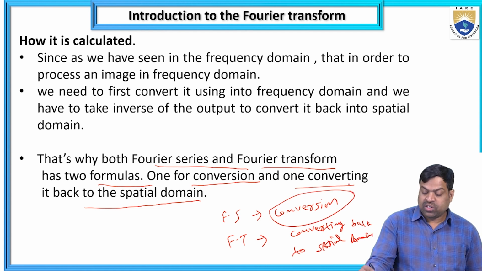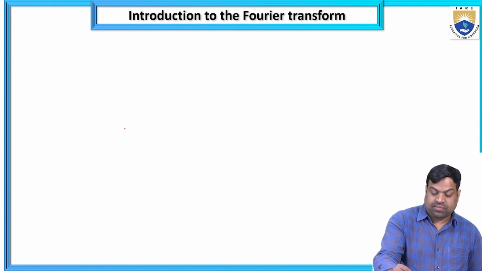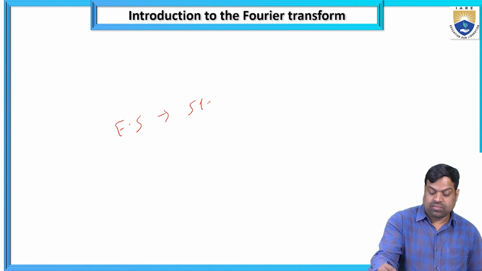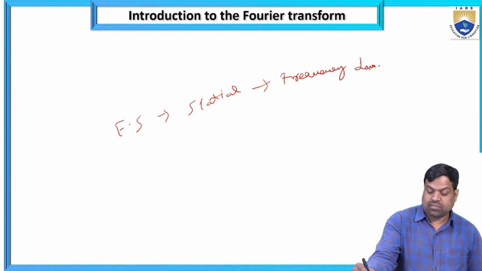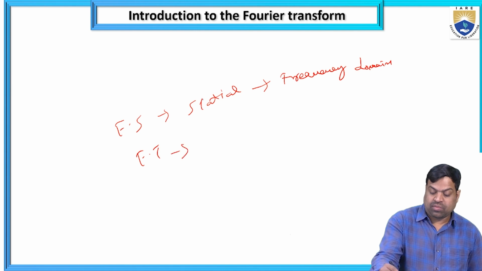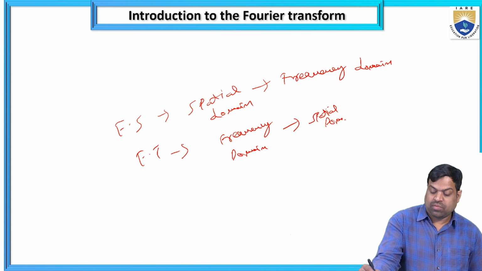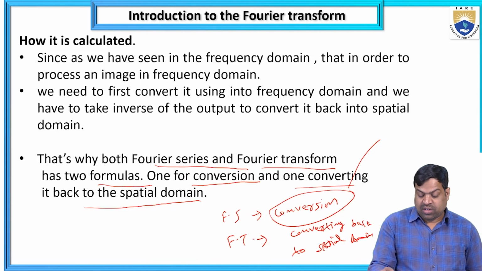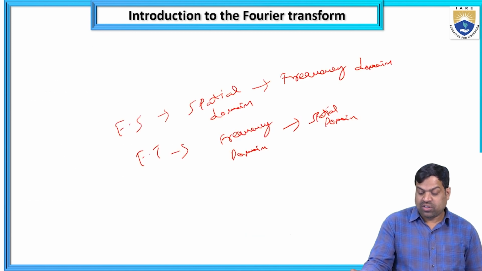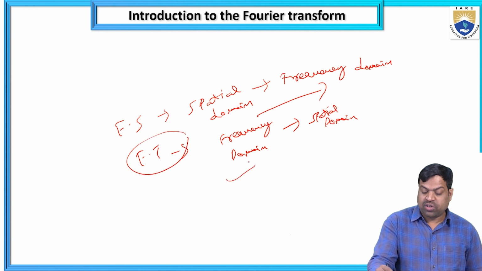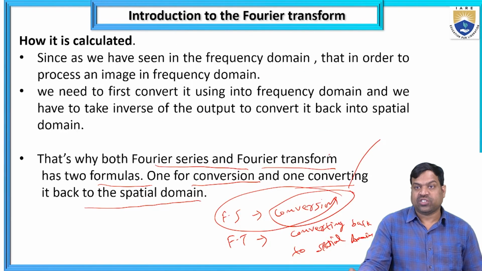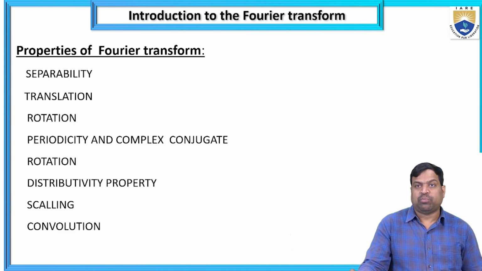So conversion of spatial into the frequency domain. Here the Fourier series is the conversion of spatial to the frequency domain. Here the Fourier transform is for frequency domain into the spatial domain. So these are the advantages of Fourier series and Fourier transform. So what are the properties of Fourier transform?